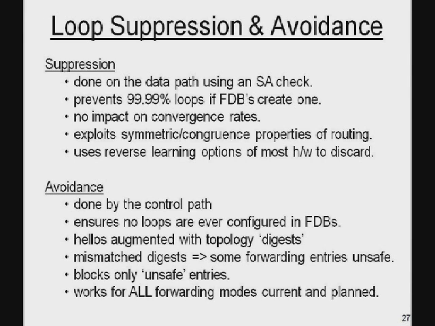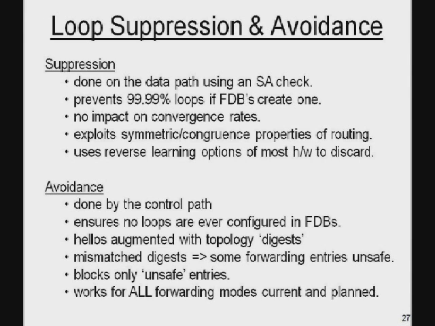In any sort of distributed dynamic routing system, the issue of looping, loop suppression, and avoidance comes up. It's an important issue. 802.1aq supports two mechanisms. One is a suppression mechanism, one is an avoidance mechanism. Suppression mechanism is essentially a reverse path forwarding check.